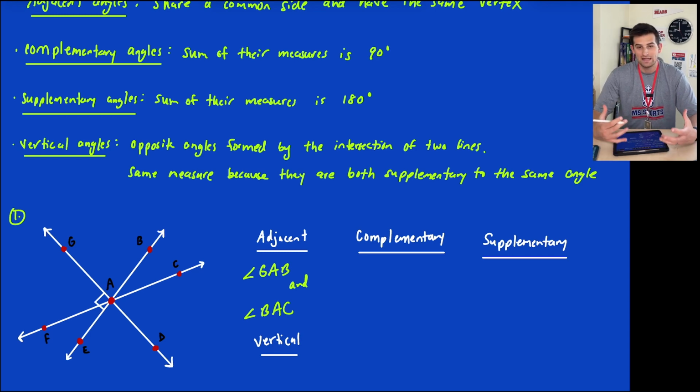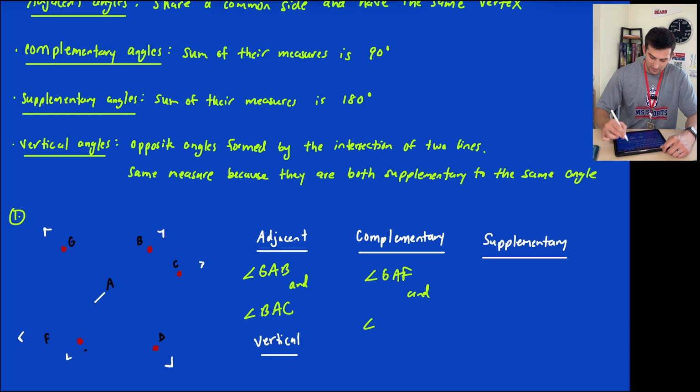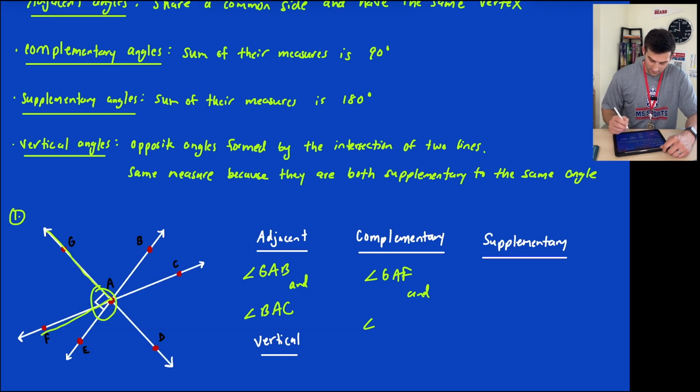Complementary, we're always looking for that 90-degree angle box. So we see that we have one of those right here. So we see these two angles here. So GAF would be one angle, angle GAF. And the other one would be angle FAE. All right, FAE. So let's do that, angle FAE. All right, so those would be our two complementary angles. And now let's move on to supplementary.